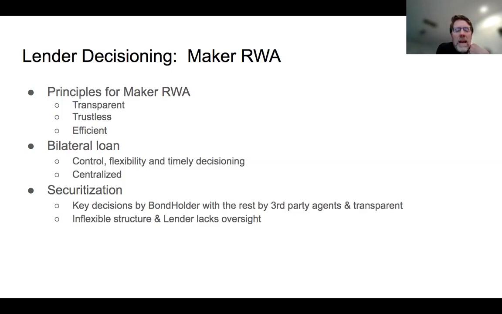So we went through the bilateral loan already, which gives you a lot of control, flexibility, and timely decisioning. That's helpful, but it's very centralized. That model clearly works for the first reasons, but we don't like the centralization. Then we went through the securitization, which has this quasi-decentralized nature to it, where the bondholders vote on key decisions, and then all the other stuff is done by third-party agents, and it's transparent. But we also noted it's pretty inflexible. There's not a lot of oversight, and quite frankly, incredibly important decisions just won't get voted on, right? It's inflexible. Next slide, please.